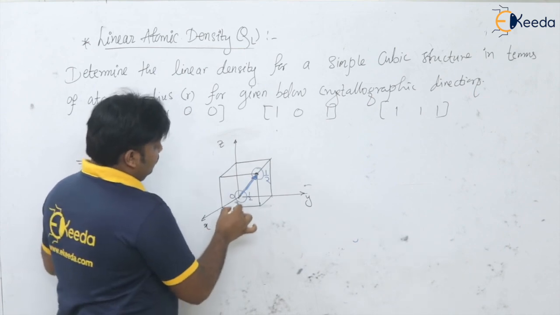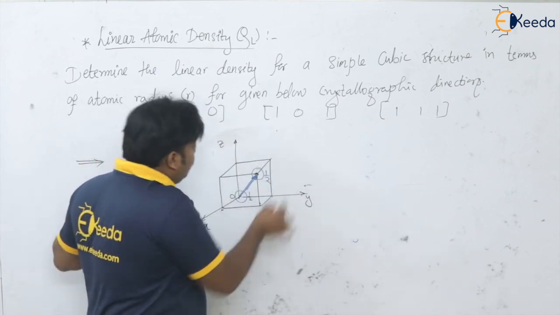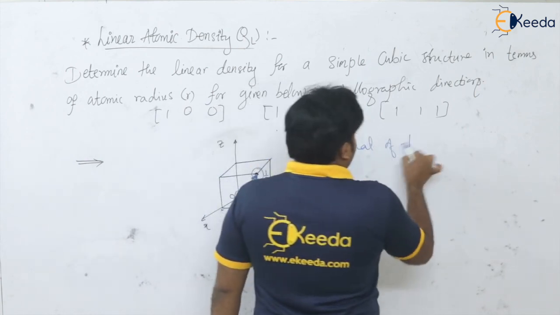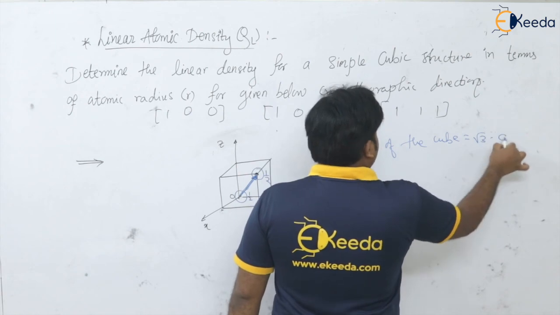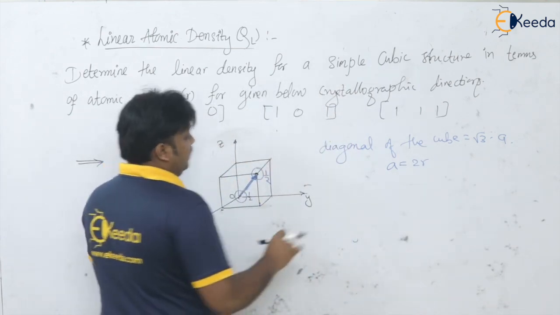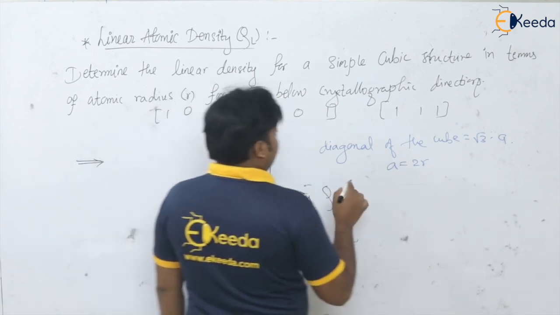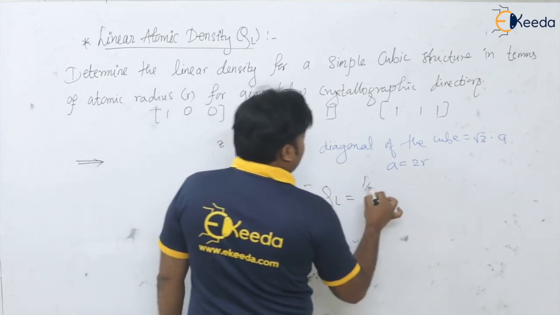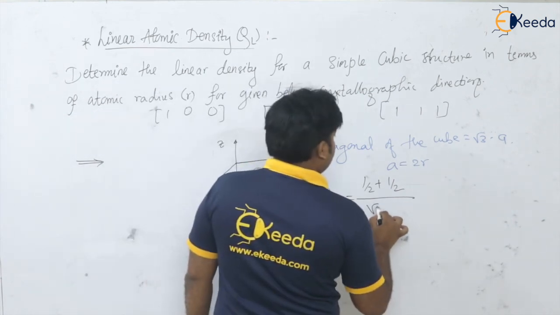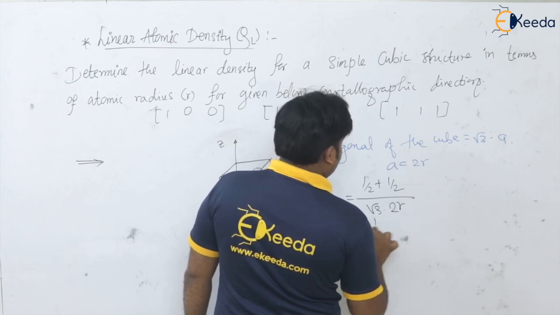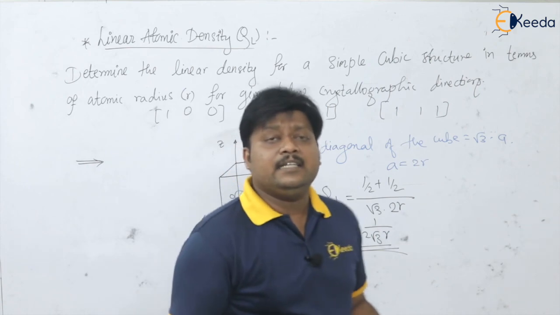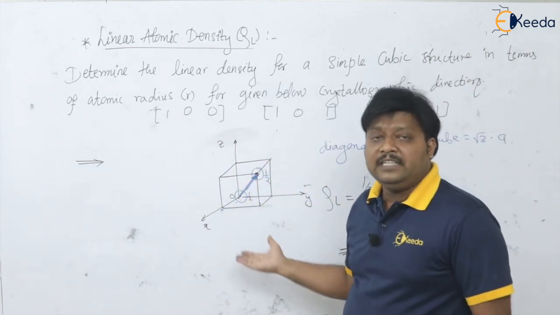And what will be the length? So this distance is nothing but what? It is the diagonal of the cube. And what is the value of the diagonal of the cube? It is root 3 times a. And a is equal to, we know, 2r. So we can easily calculate the linear density, which will be the number of atoms in the direction, how many? Half plus half, divided by the length, that is nothing but the diagonal of the cube, root 3 times 2r, that is 1 upon 2 root 3 r. Very important, very very important. So like this, we can calculate the linear densities for the given directions also.